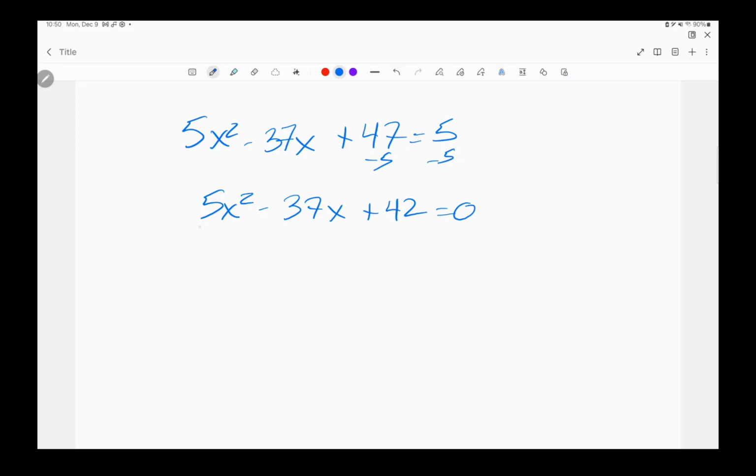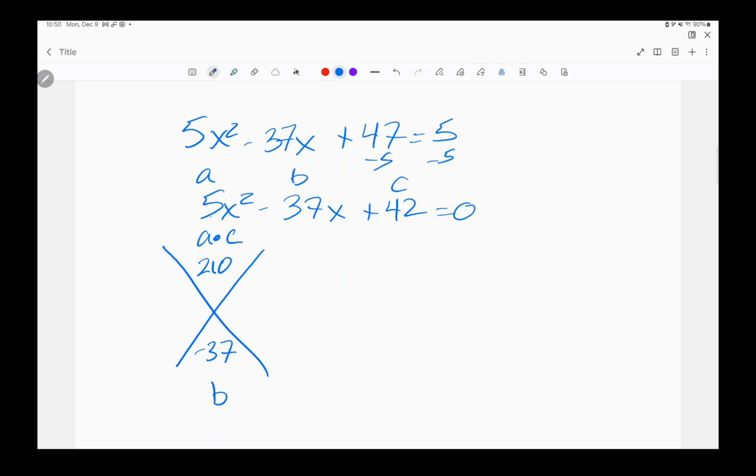So the AC method takes A, B, and C, and we set up this X. Now you may have seen this already. A times C up top. So 5 times 42 is what, 210? And negative 37, B, down here. So we have to think what factors of 210 combine to be negative 37. Is it 5 and 42? No, it's not, because they have to both be negative, and negative 5 and negative 42 do not add to be negative 37.